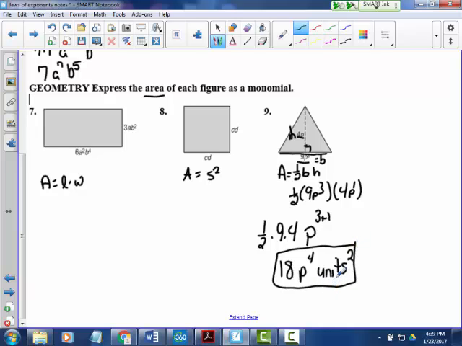All right, so you might want to go ahead and pause the video here and work the remaining questions on this side of the worksheet. When you come back, we'll take a look at the back side of the worksheet.